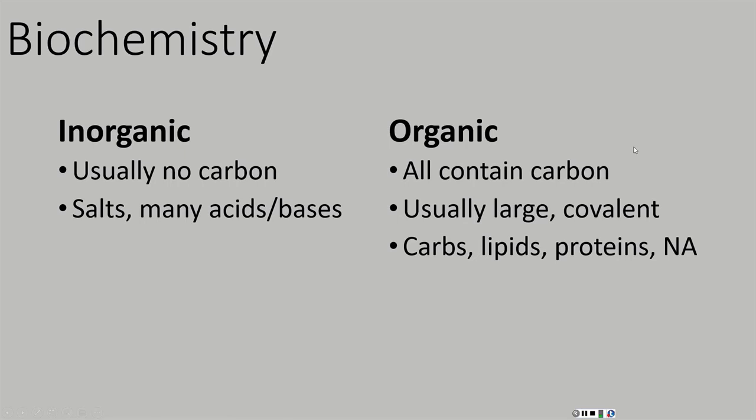Organic biochemistry, all of these molecules contain carbon. Carbon is the central element for organic chemistry. And usually the molecules are very, very big, with lots of covalent bonds. And there are 4 classes of organic compounds. There are carbohydrates, lipids, which are fats and oils, proteins, and nucleic acids. And we will talk about all 4 of those in the next lecture.